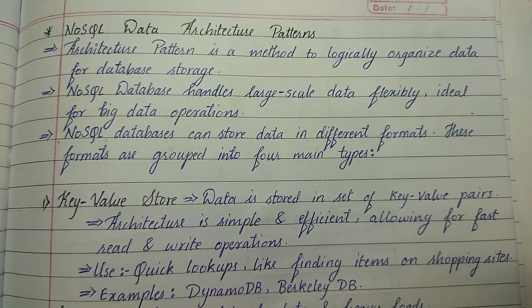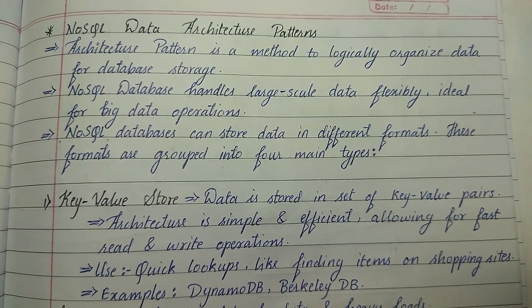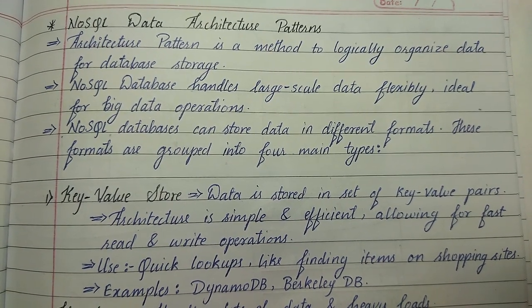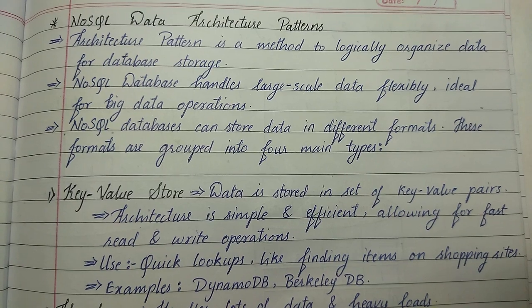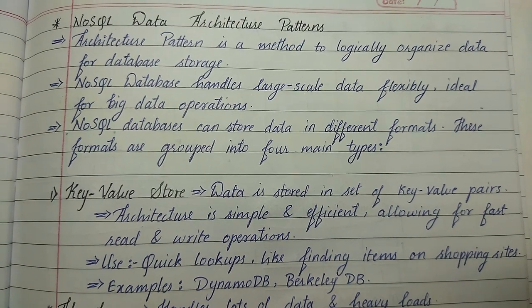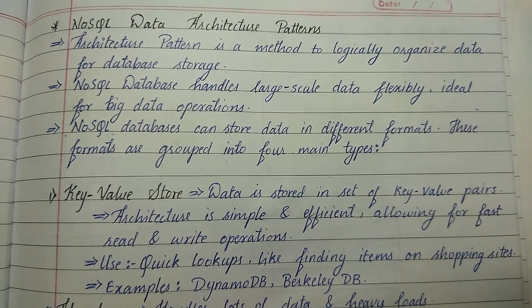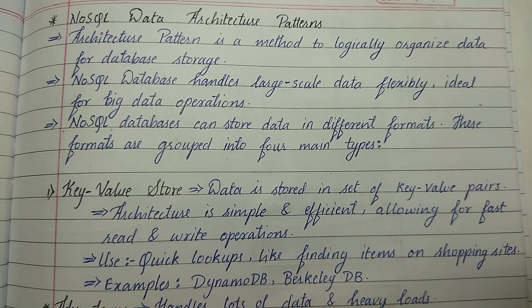Data is stored in a set of key value pairs. Architecture is simple and efficient, allowing for fast read and write operations. And use of key value storage, quick lookups like finding items on shopping sites. Examples include DynamoDB and BerkeleyDB.